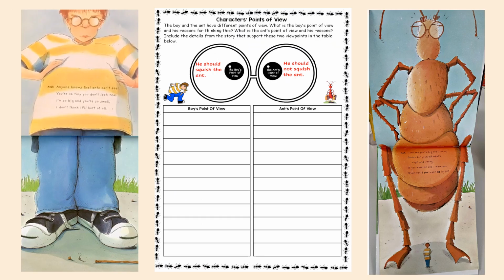And this is the worksheet I'm talking about. So here we've got the boy looking down at the ant. What was his point of view? Can you write them over here? And then I want you to imagine you're the ant, and imagine if you were the boy. What was the ant's point of view? What were all the reasons that he should not be squished? So stop this video now, go listen to the story, and we'll come back after you've finished.